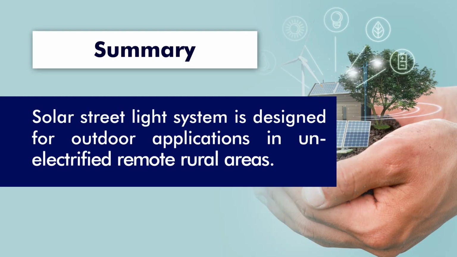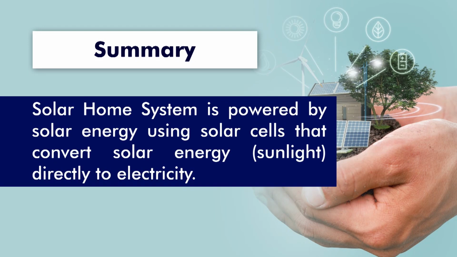The solar lantern is made of three main components: solar PV panel, storage battery and lamp. Solar street light system is designed for outdoor application in unelectrified remote rural areas and is an ideal application for campus and village street lighting. Solar home system is powered by solar energy using solar cells that convert solar energy directly to electricity. The electricity is stored in batteries and used for lighting and other domestic applications wherever required. The solar home system is a fixed installation designed for domestic applications.